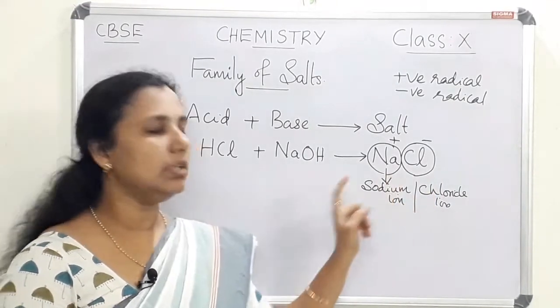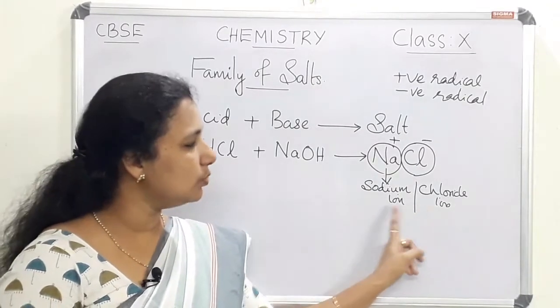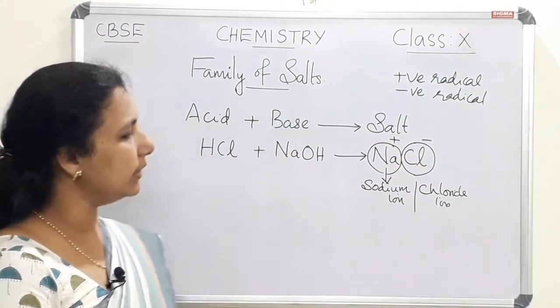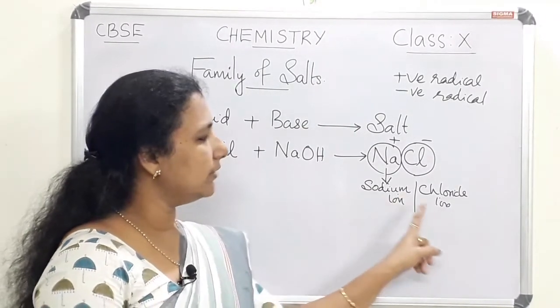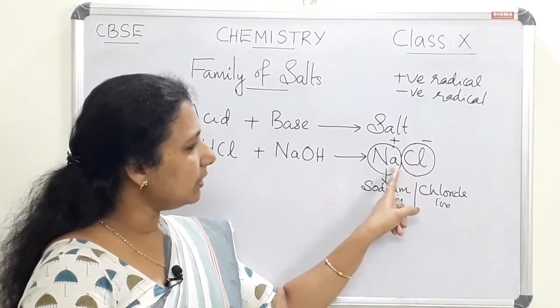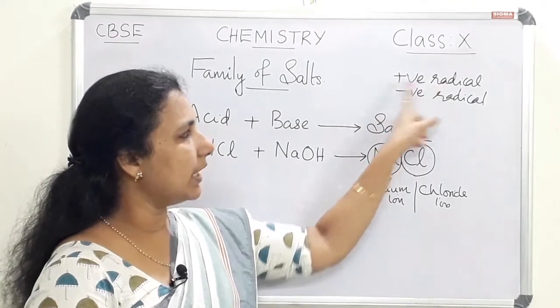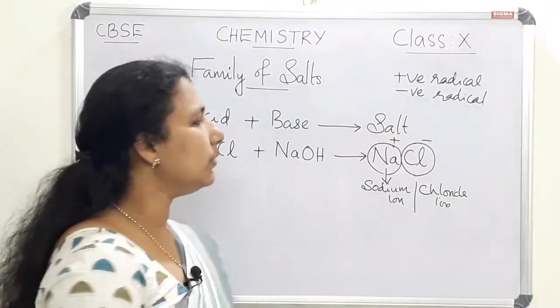When this salt is dissolved in aqueous solution, it produces these two ions. That is why salts conduct electricity in solution. So that is another point. In this case, the sodium ion and chloride ion are present, and this salt has two parts: the positive part, called the positive radical, and the negative part, otherwise called the negative radical.